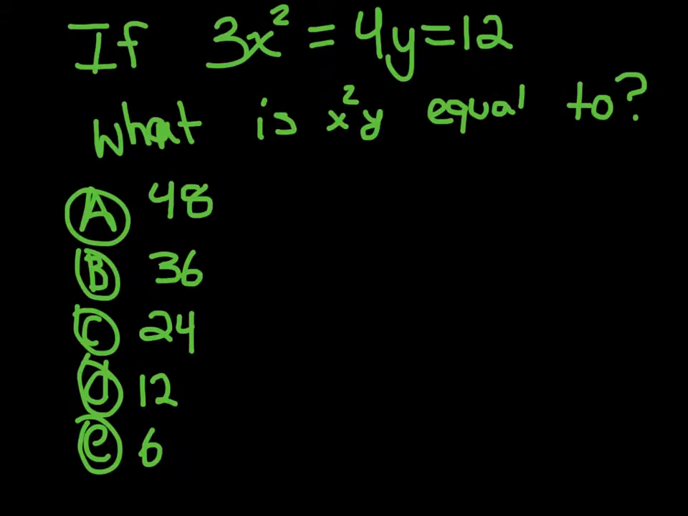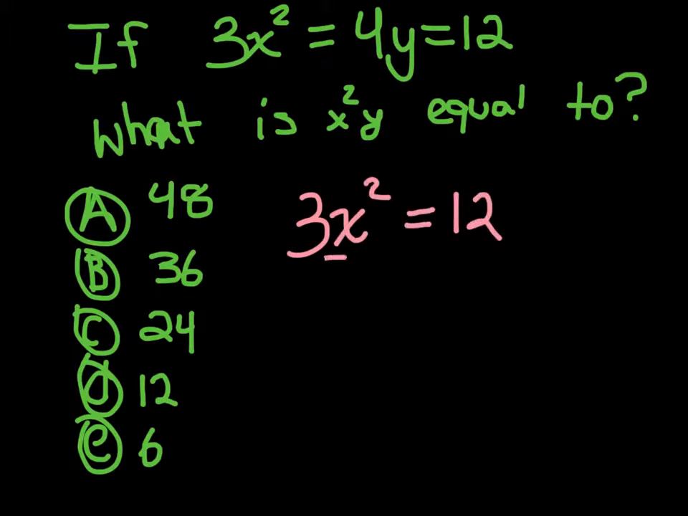Alright, here's our next question. If 3x squared is equal to 4y is equal to 12, what is x squared times y equal to? The easiest way to solve this is to first find the value of x squared and then find the value of y. We know that 3x squared is equal to 4y, which is equal to 12. But we also know that 3x squared is equal to 12 because of the equal property, because they're equal to each other. So we can write 3x squared is equal to 12.